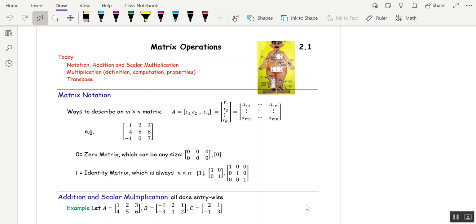Welcome to Matrix Operations, section 2.1. I don't know if you remember that game Operation from when you were young. I don't know if they still make it or not, but it looks something like that picture above.